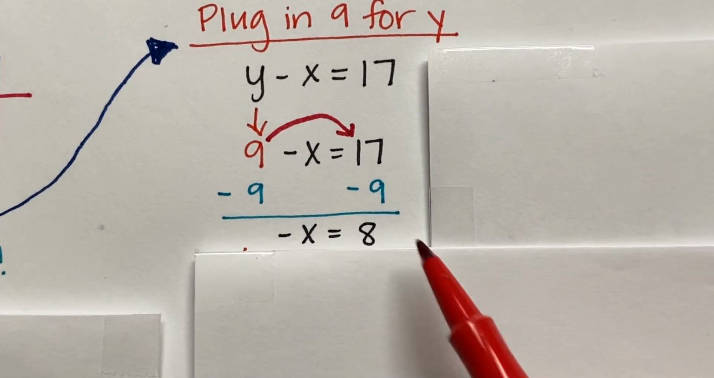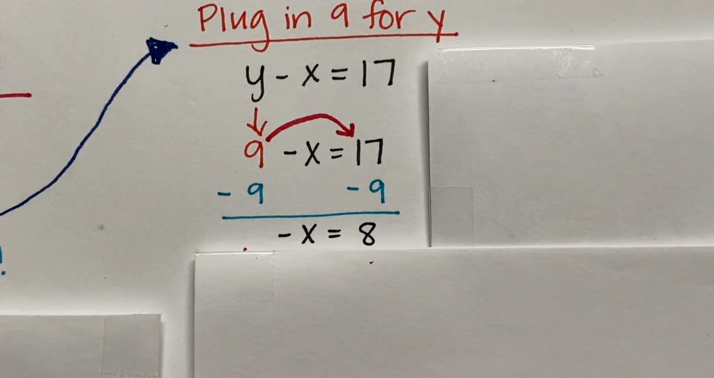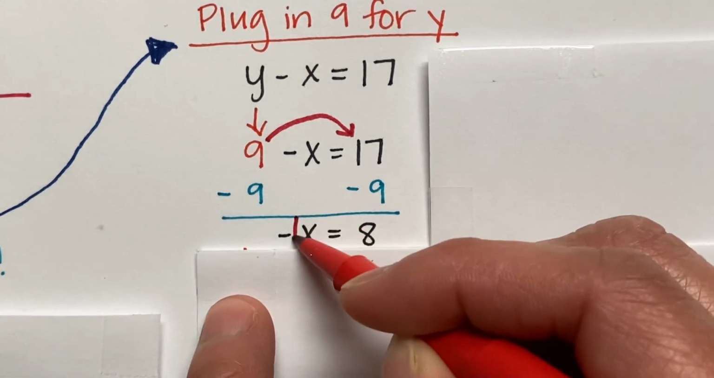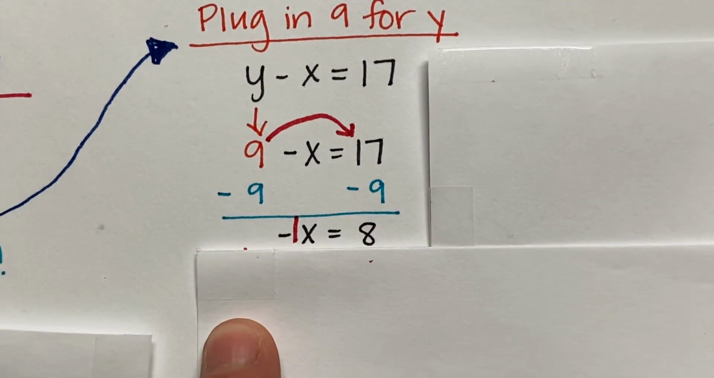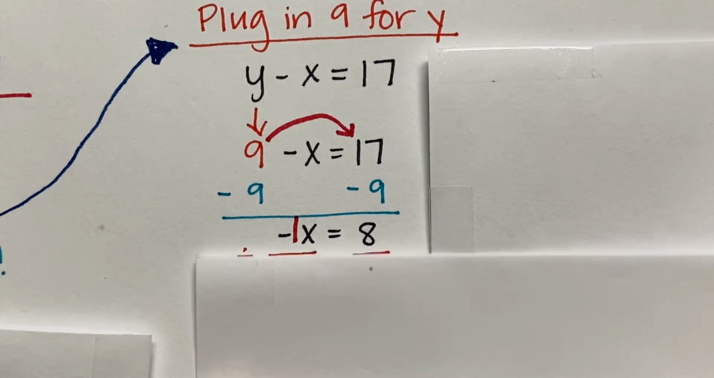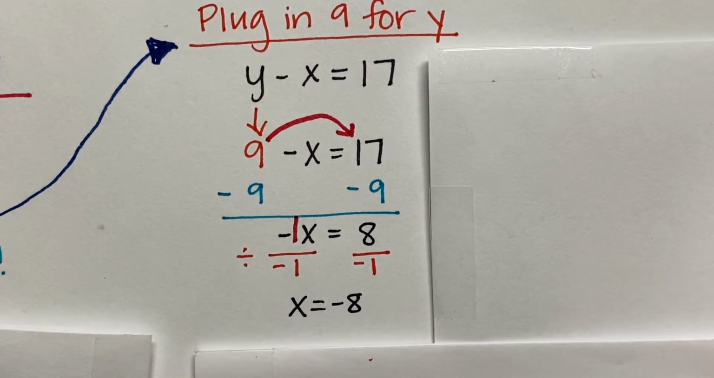You can't say, okay, x is 8, y is 9, that's my answer. No, you cannot leave a negative 1 in front of the x. You're not done solving. So your last step here would be to divide by negative 1 on both sides, and x would equal negative 8.